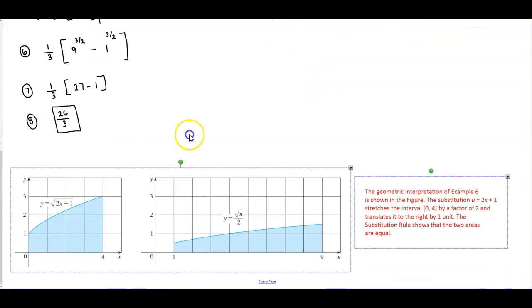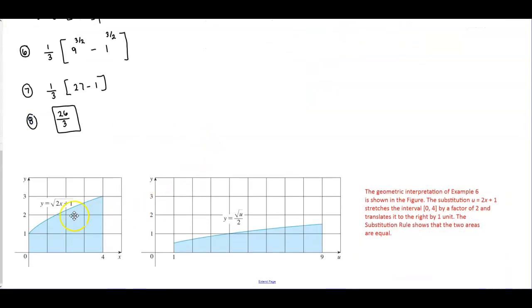Okay, now, let's take a look at the graph here. Here is y equals the square root of 2x plus 1, and y equals the square root of u over 2. The geometric interpretation of this example is shown in this figure. The substitution u equals 2x plus 1 stretches the interval from 0 to 4 to what? 1 to 9. So it's stretched by a factor of 2, and then translated to the right by 1 unit. So the substitution rule shows that the two areas are equal. So this area here is actually equal to this area.